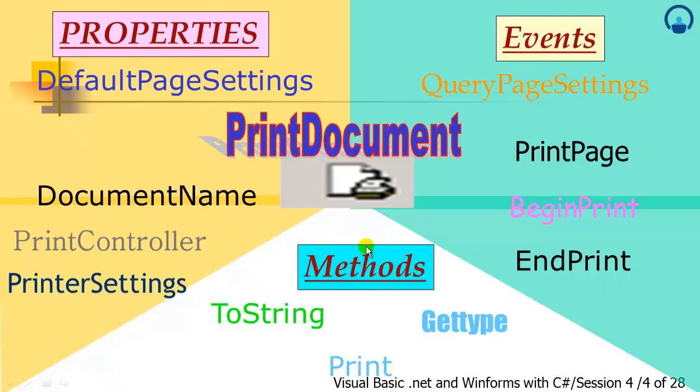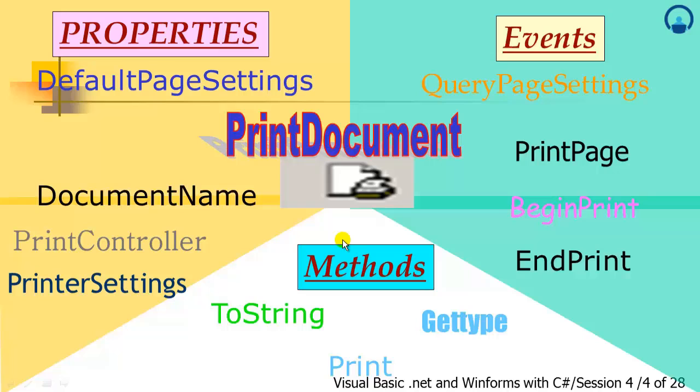The print document is a component that can be used to set the properties that describe what information has to be printed as well as to print the document. When added to a form, the print document control, like the image list and timer control, does not appear on the form but appears in the tray at the bottom of the Windows Forms Designer window.